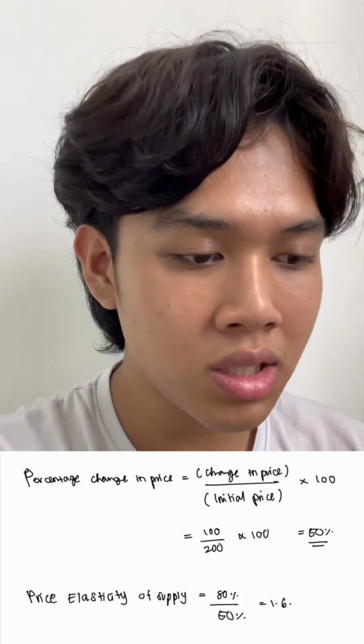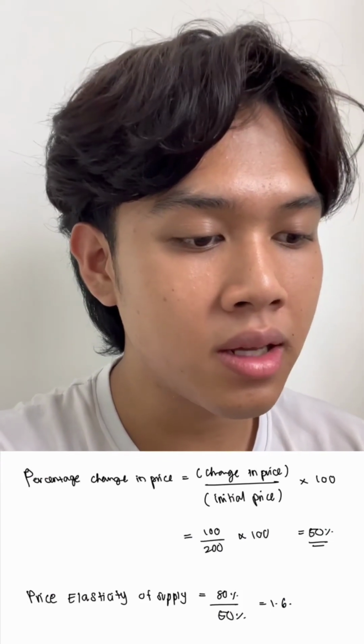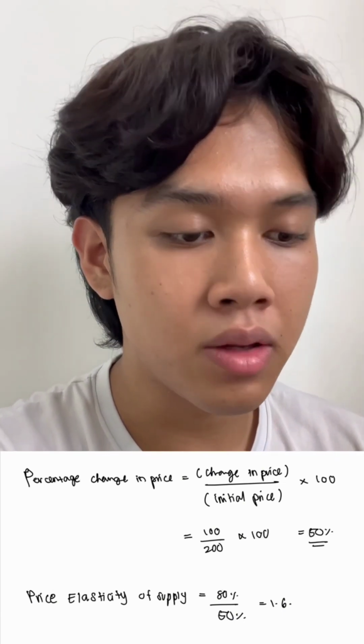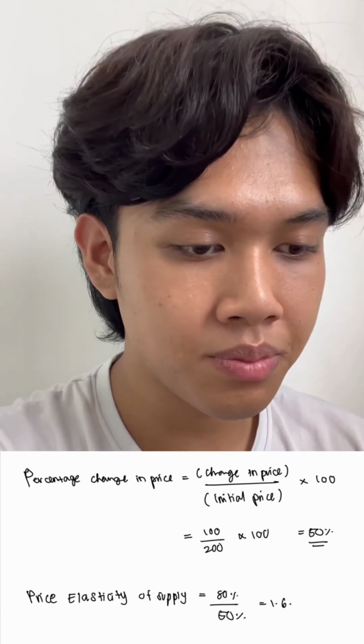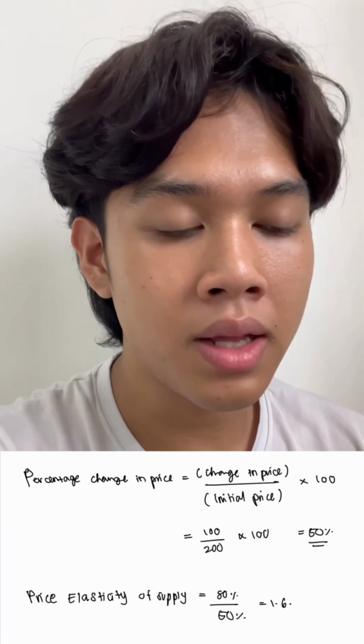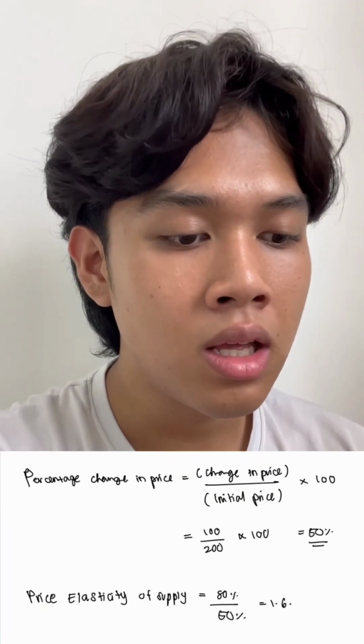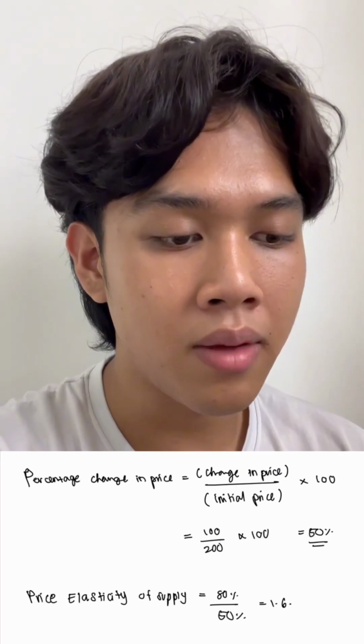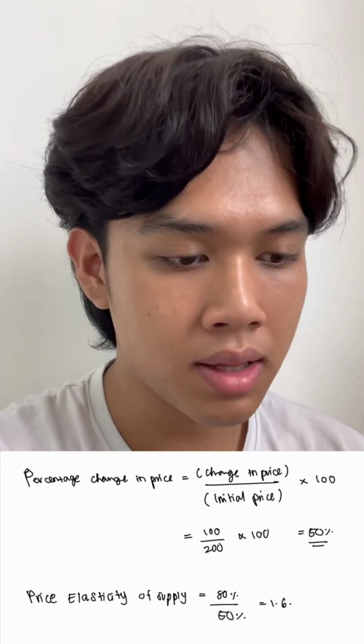To calculate the percentage change in price, 300 minus 200 is equal to 100, and percentage change in price equals change in price divided by initial price, multiplied by 100, and you will get 50%. Therefore, for the price elasticity of supply, 80% divided by 50% is equal to 1.6.